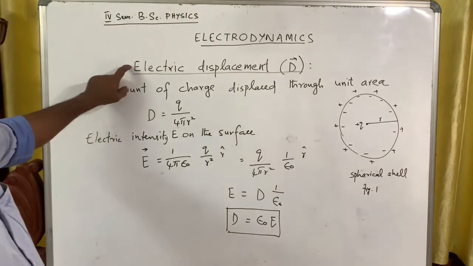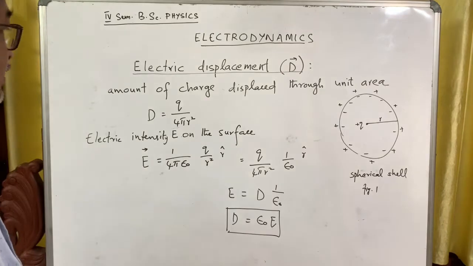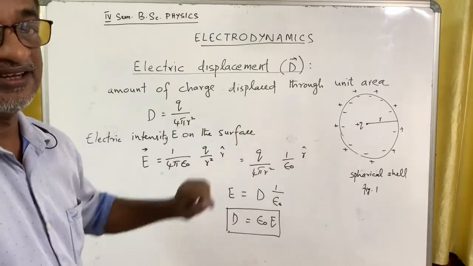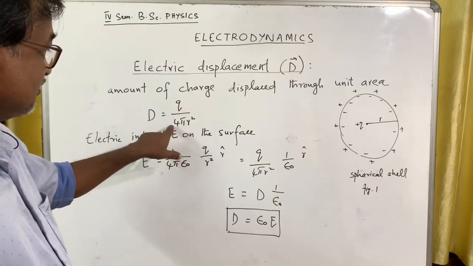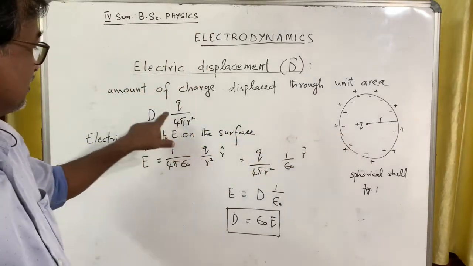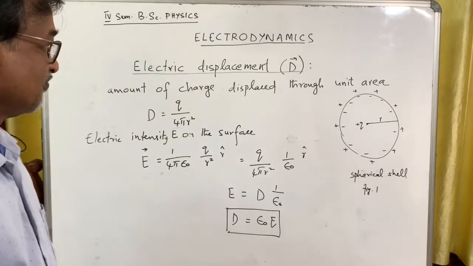First of all, we deal with electric displacement vector D. It is defined as the amount of charge displaced through unit area. That is, if Q is the charge, then the total area of a spherical shell is 4 pi r square, then electric displacement D equals Q by 4 pi r square.